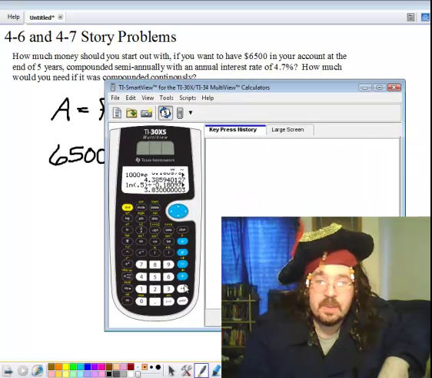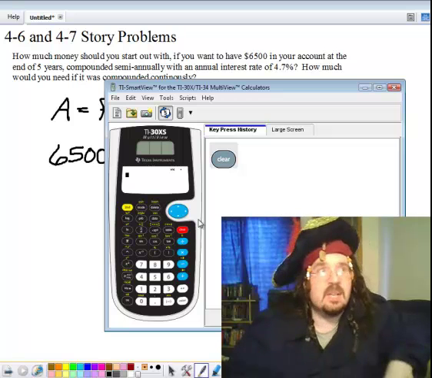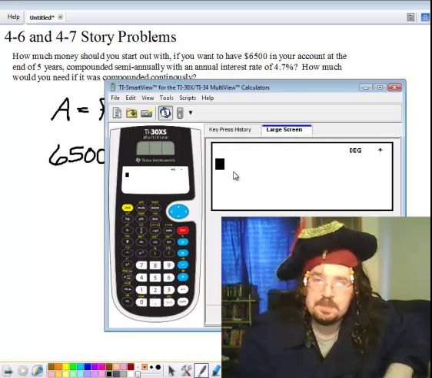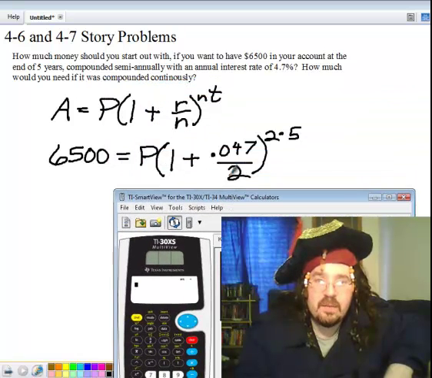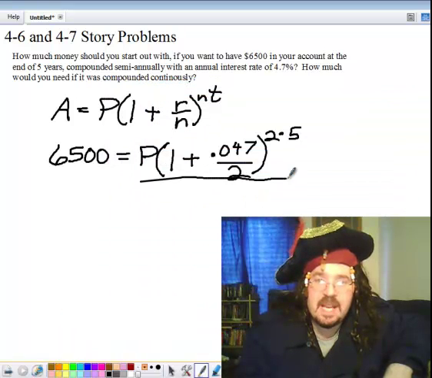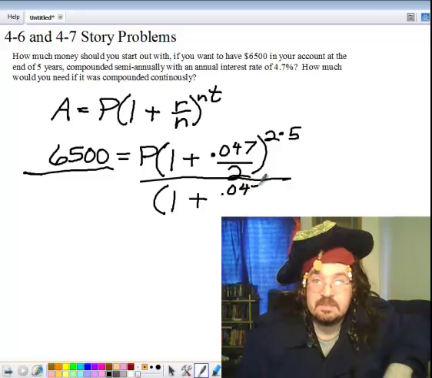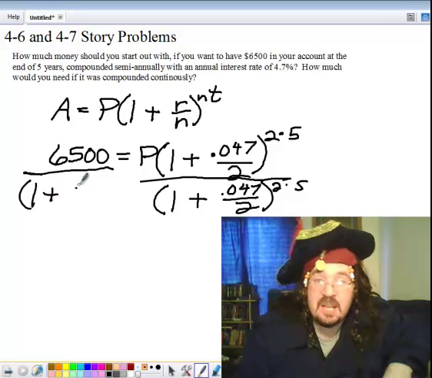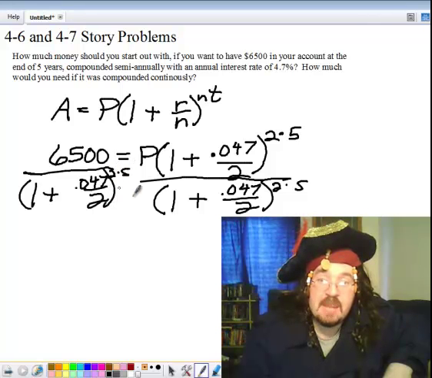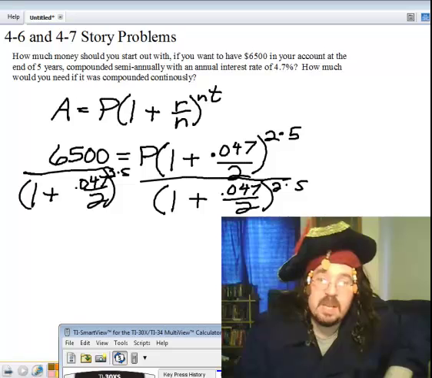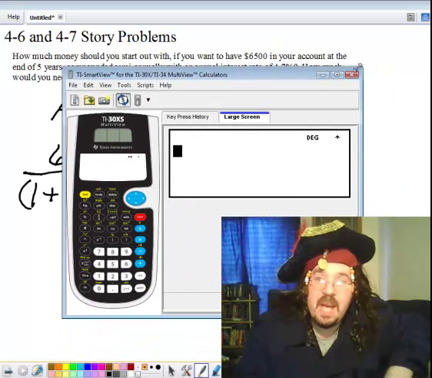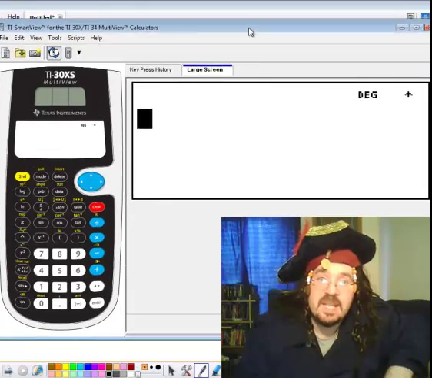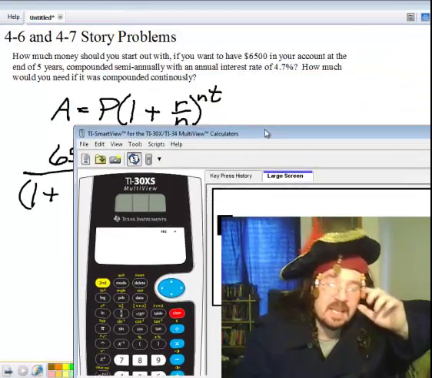So here's my calculator. All pirates have their calculators on their computer. And I'm going to solve this for 6,500, so I'm going to end up dividing by all of this on both sides, love. So I divide both sides by 1 plus 0.047 over 2 to the 2 times 5. And the most important thing here is to make sure you put it in your calculator right. Now, if you have one like this, you can see exactly how to put it in. It's going to go in exactly like it's written.